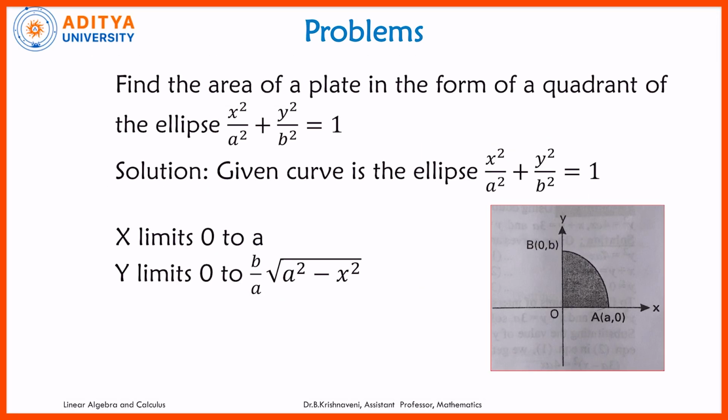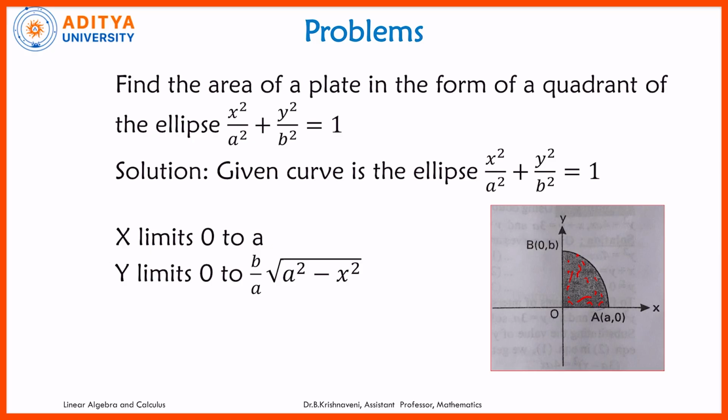Now the next question: find the area of the plate in the form of a quadrant of the ellipse x square by a square plus y square by b square is equal to 1. Here the curve is the ellipse x square by a square plus y square by b square is equal to 1 in the form of a quadrant. So the shaded area in the figure is the area which we have to calculate. To find this, first let's find the limits.